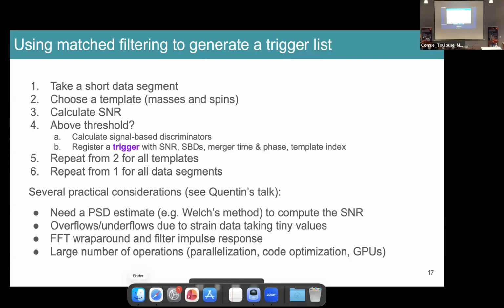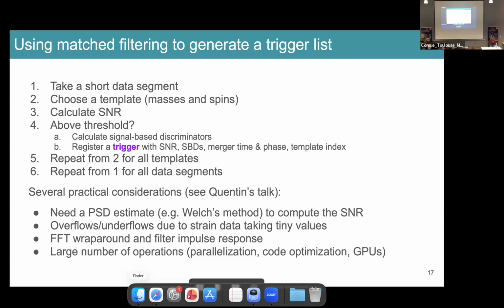You need to be careful with numerical overflows and underflows because the data from the detectors takes values that are 10 to the minus 20 or less. So if you square it, you're going to have problems in single precision, for example. So you need to be careful with this. I think Canton told you about how difficult it is to actually do a discrete fast Fourier transform.